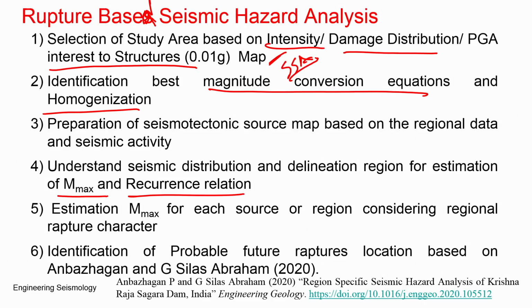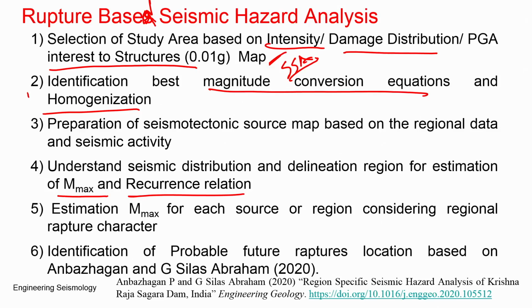So all these regional inputs go in, and this Mmax and recurrence relation will be more representative. The Mmax of each source or region can be considered from the regional rupture character, which I told you how you can obtain, that you can use. Then identify a probable future rupture location.